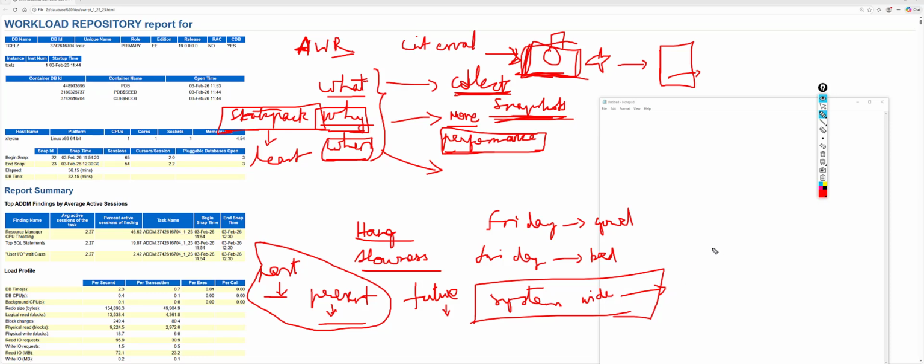So if only one SQL statement is running slow, you can still generate an AWR report, but it will not give you much information. That is the case here. Okay, so for every issue you can generate an AWR report, but when and where it is significantly useful, that's when you will be generating one.